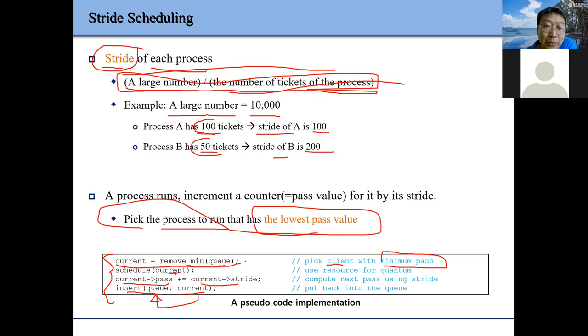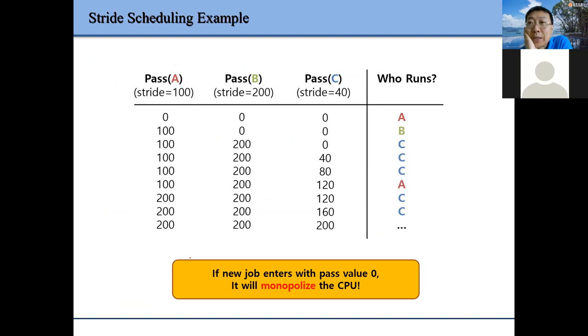So generally speaking, we have two operations related to the queue. The first one, we remove the job with the minimum pass value from the queue. Second, we schedule this job to run, then add the stride to its pass value, then insert this back into the queue, okay? So let me show you one example, so you can understand it better.